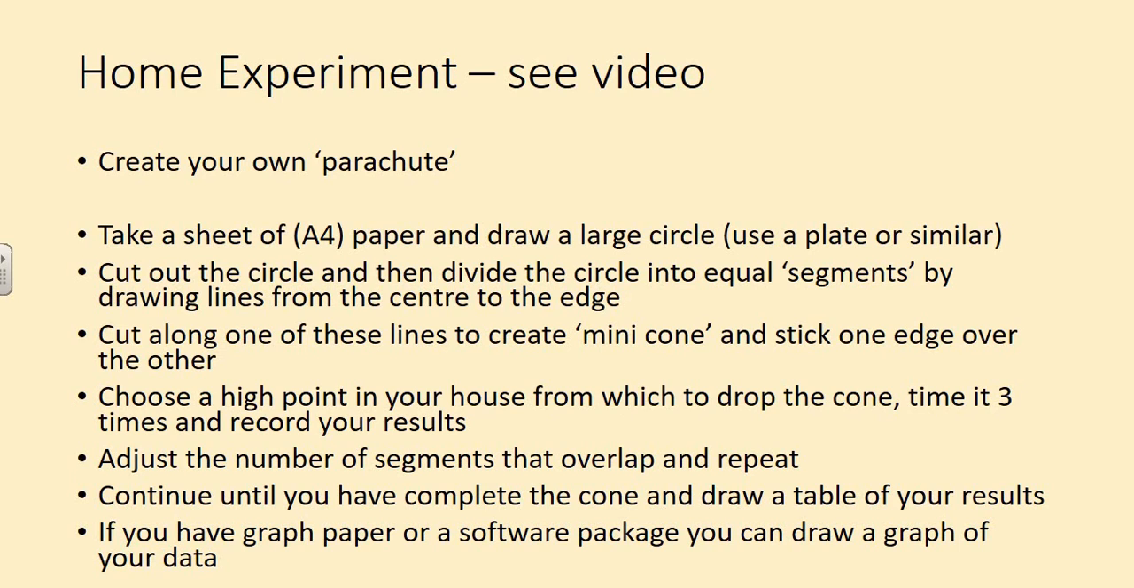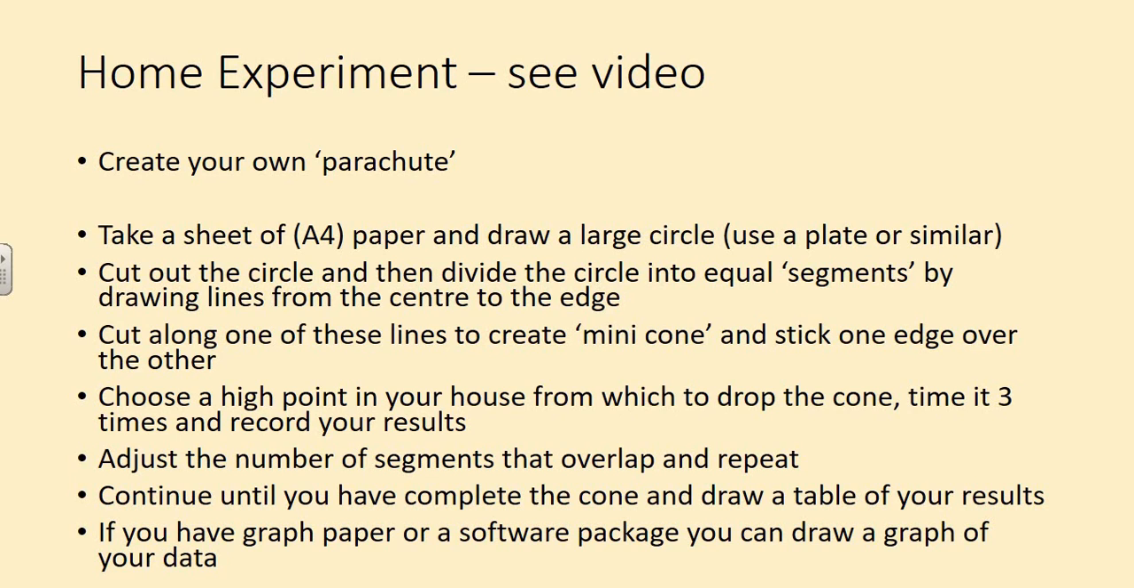Okay, so on your paper you're going to draw a large circle that fills the page, then cut that circle out, okay, and then divide the circle into equal segments. So you can do that by drawing lines from the center to the edge, and the easiest way to do that is to fold the circle in half several times. You'll see on the video how that works. You're going to cut along one of those lines to create a 3D mini cone.